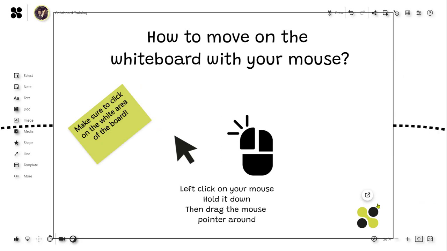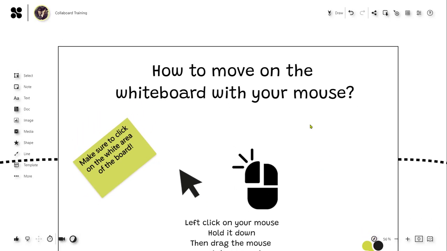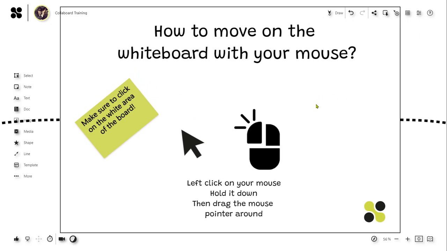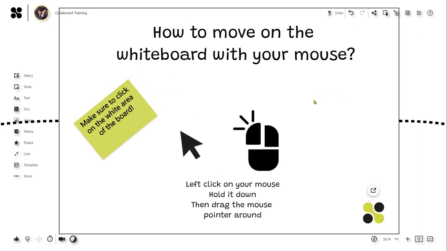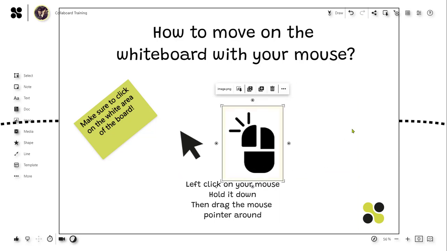Now the question is, how do we move from left to right and up and down? And that's also super easy. If you have a mouse, just make a left click, hold it, and then you can drag your mouse to move around the canvas. It's important that you always click on the white area on the board or an empty area on the board, because if you're selecting an object and do the same, then you're moving this object and not the canvas.